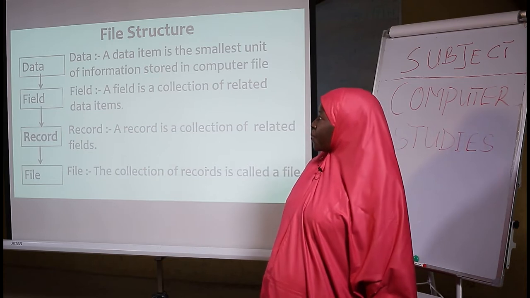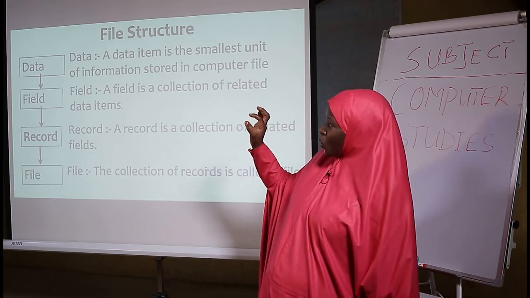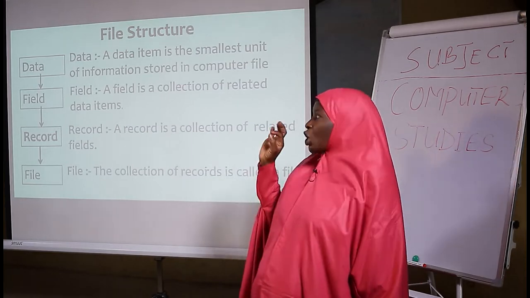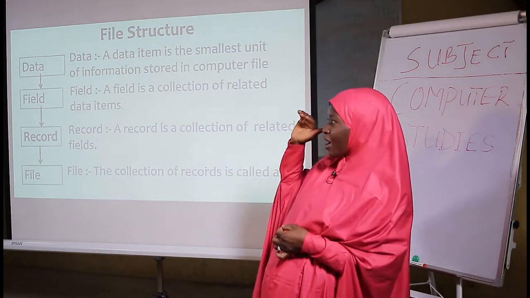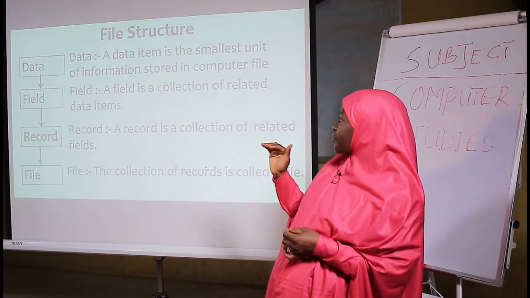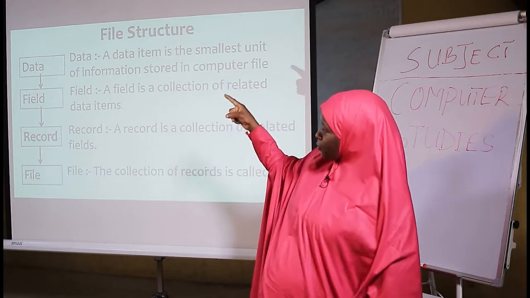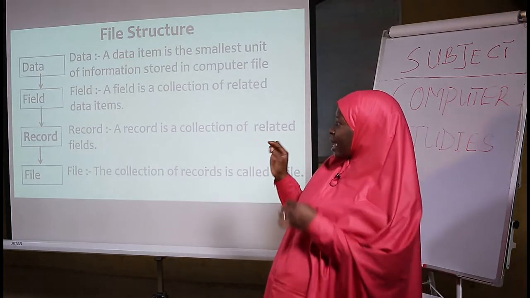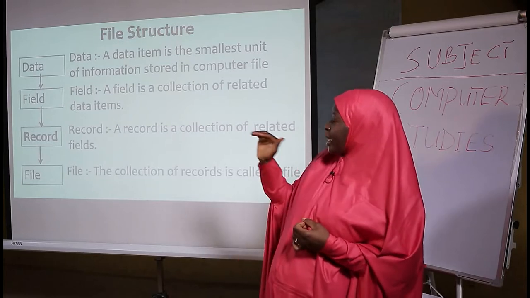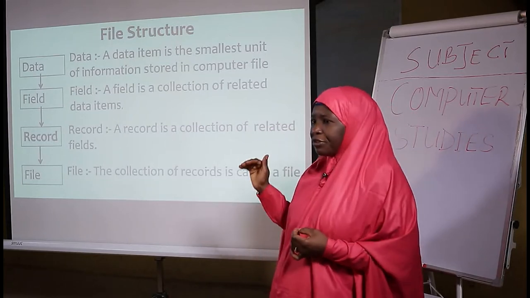Look at the structure of the file. We started from the data, being the smallest unit, because it's the combination of this data that gives us the field. Take note, we have the data before the field. So it's the field that is the collection of the data, which is the first structure on the first diagram of the structure there. The next is the record. And this record, as I earlier told you, is the collection of your related fields. I gave you an example, like the student's name, student's scores, student's age, student's sex. Each of these is a field, and the collection of these fields makes a student's record.